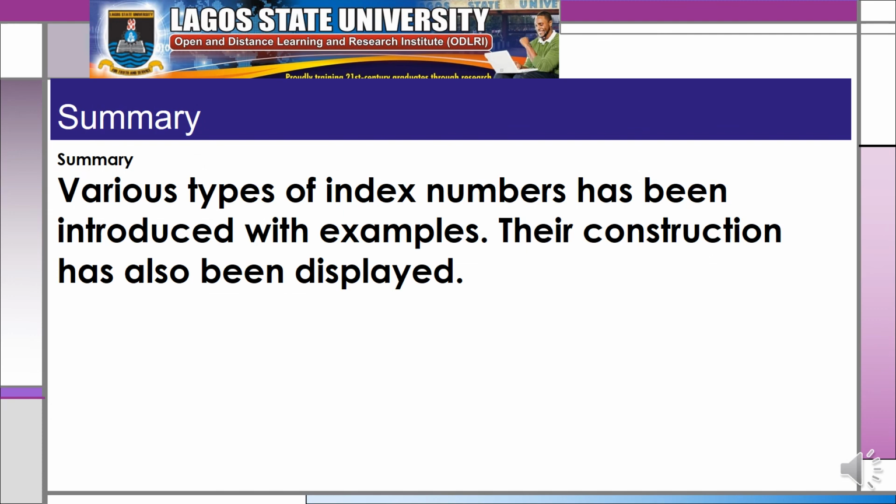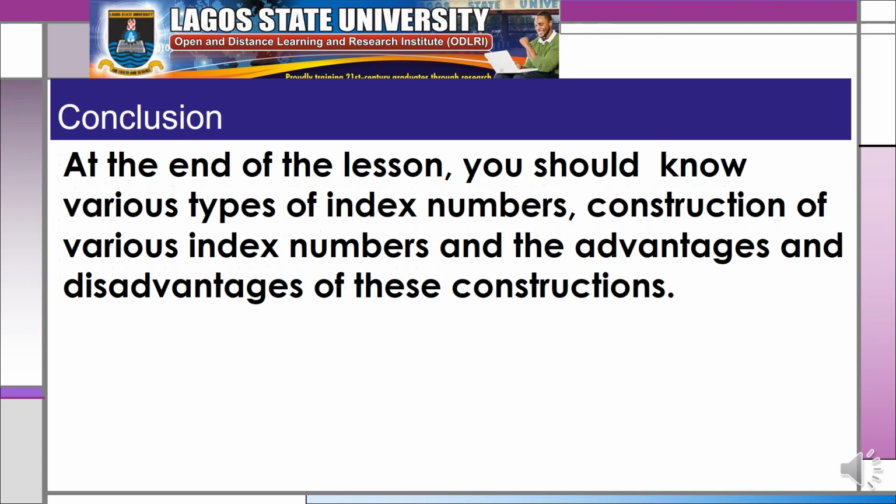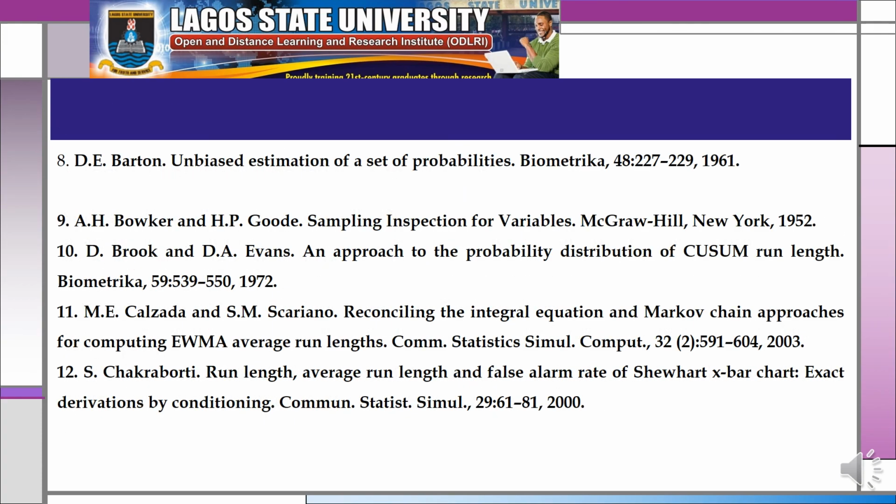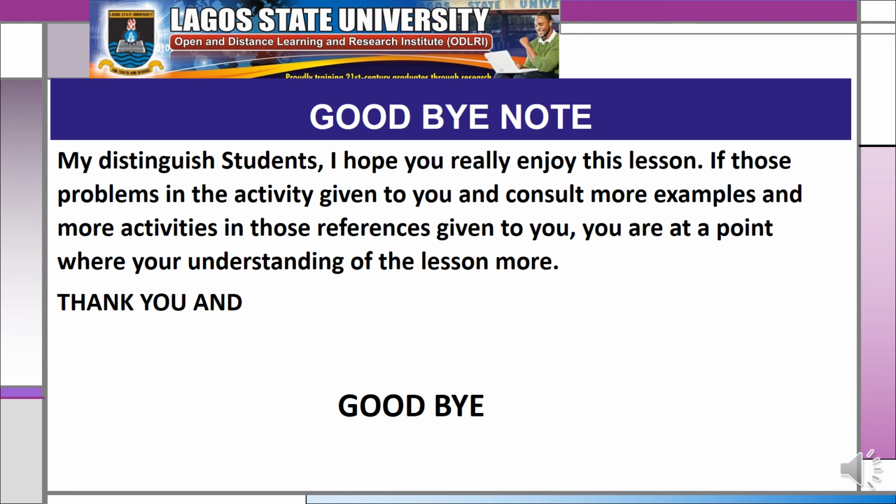Summary. Various types of index numbers have been introduced with examples. Their construction has also been displayed. At the end of this lesson, you should be able to know various types of index numbers, construction of various index numbers, and the advantages and disadvantages of these constructions. You have the following reference which you can also refer to.